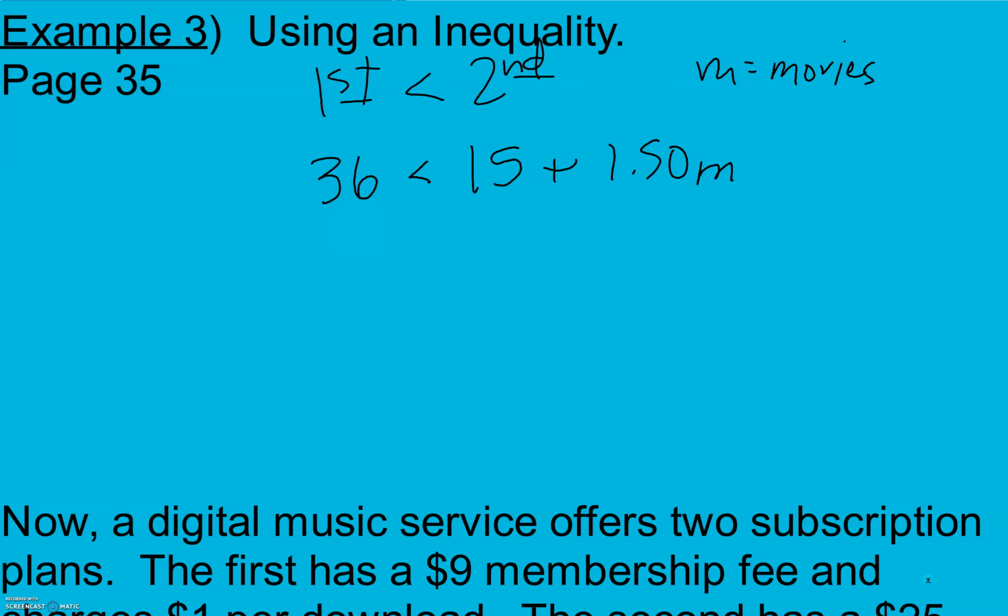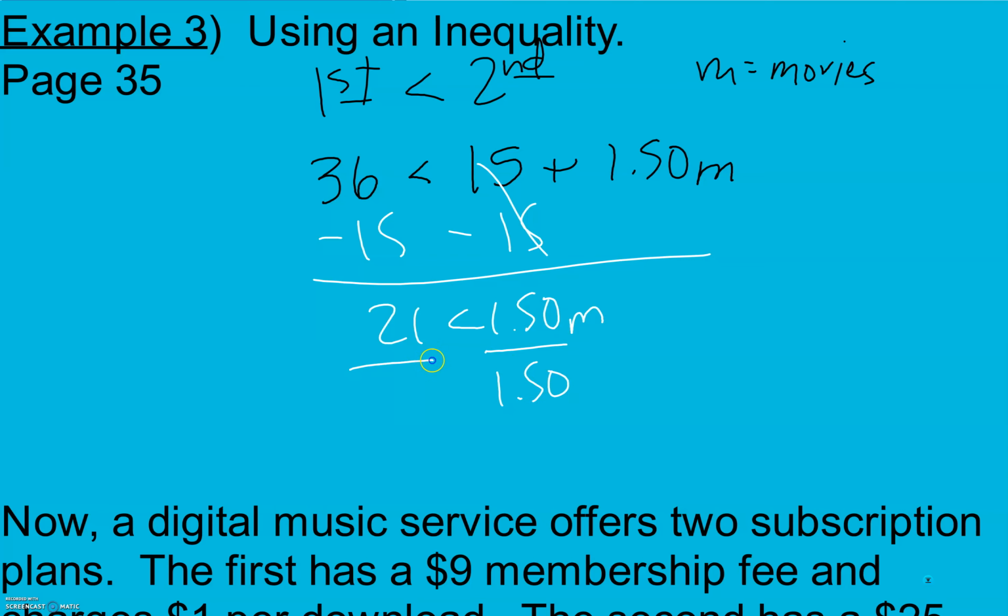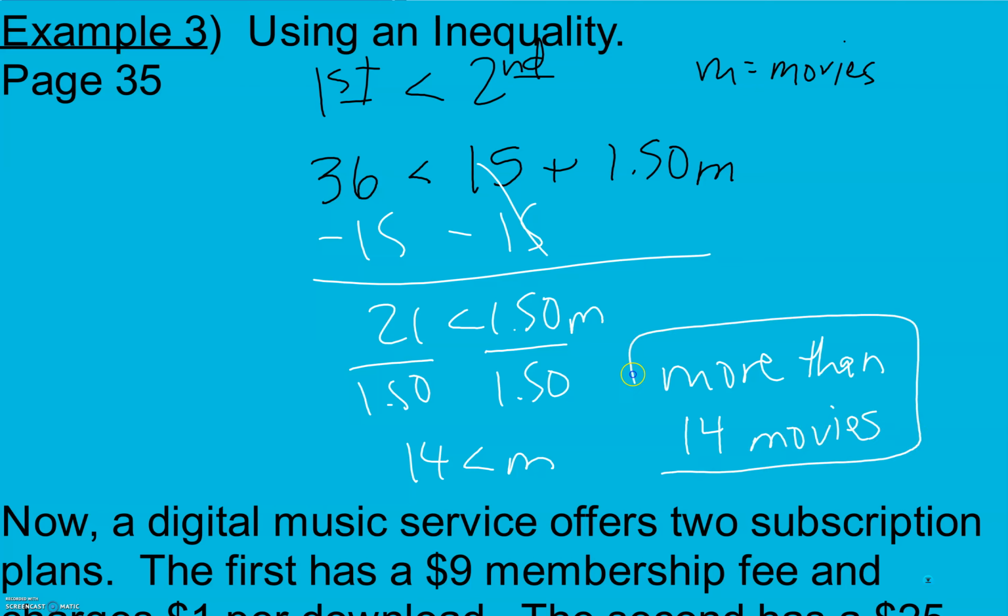Now we solve. I'm going to subtract 15 to get my variable alone on one side. And divide by 1.5. I'm going to get 14 is less than m. So, we have to watch more than, or rent more than 14 movies in order for this to work.